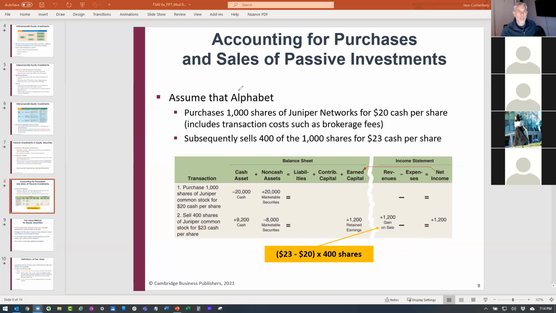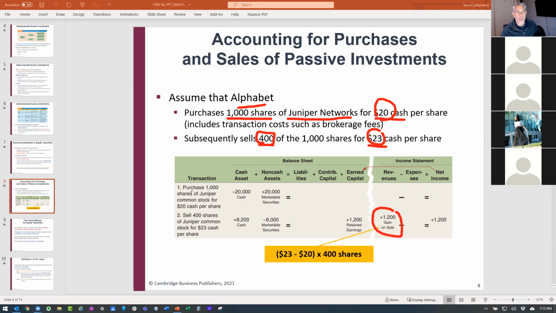In this instance, we're looking at Alphabet. So let's assume Alphabet purchases 1,000 shares of Juniper Networks for 20 bucks in cash. And then they subsequently sell 400 of those for $23 in cash. So they just booked a gain right there, $3 per share times 400. So they're going to book a $1,200 gain, which shows up right here.